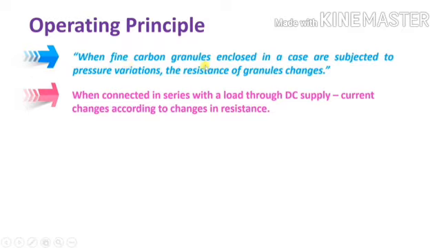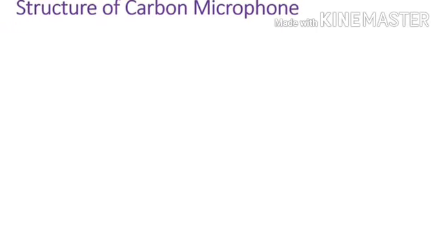So when we apply sound signal on diaphragm, it may be generating higher pressure or lower pressure. During higher pressure, it will be subjected to some resistance, and that will get changed when there is lower pressure. How it will be getting changed, we will discuss in working. So we will see that. Let us see first how the structure is.